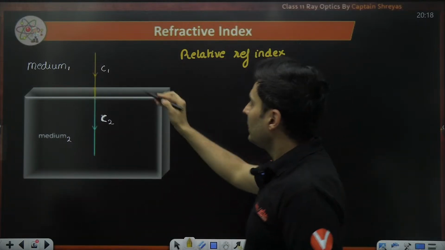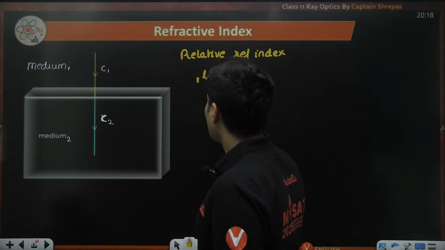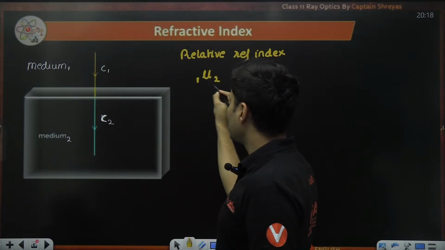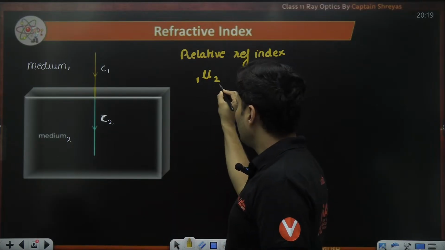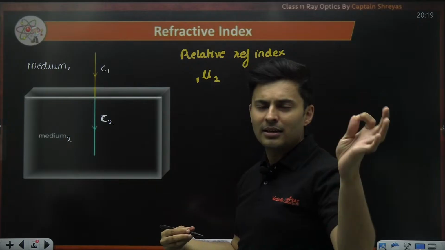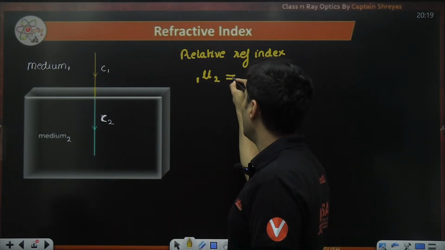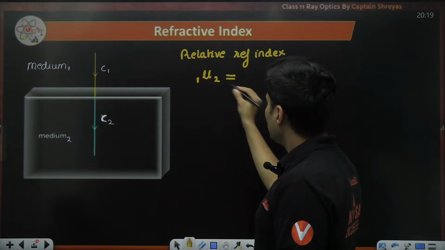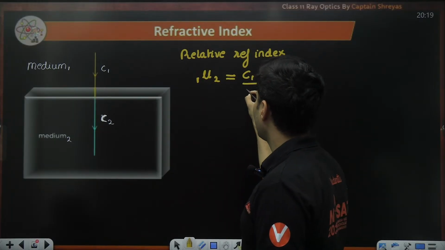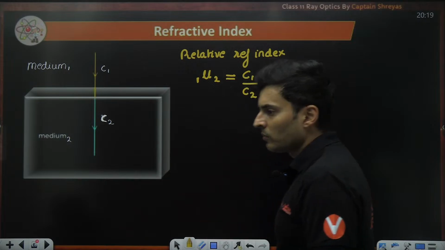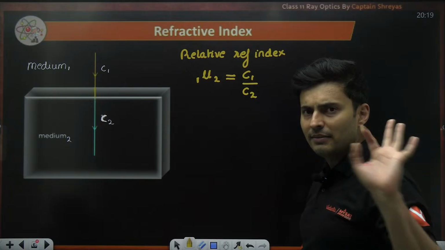How do we write it? Light is going from medium 1 to 2. So whatever direction it is going, first put that medium and then where it is going to. Start and end, like a vector, tail, arrow, like that. Okay, 1 to 2. This 1 mu 2 is nothing but C1, whatever came first, divided by whatever came second, C1 by C2. Very, very simple, very, very easy.